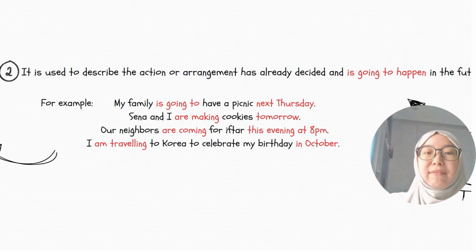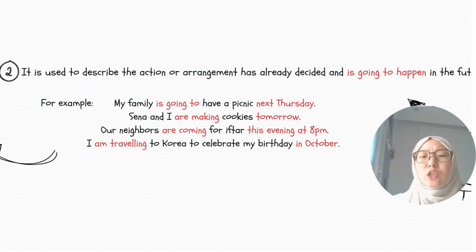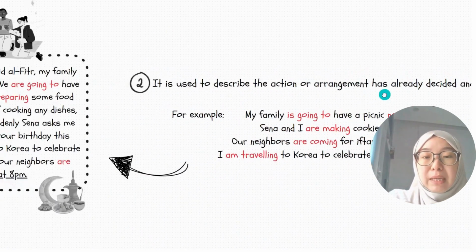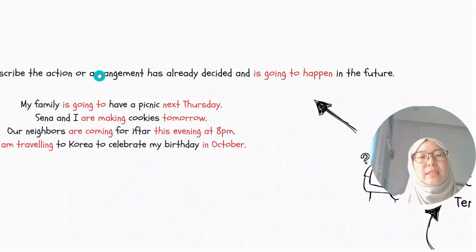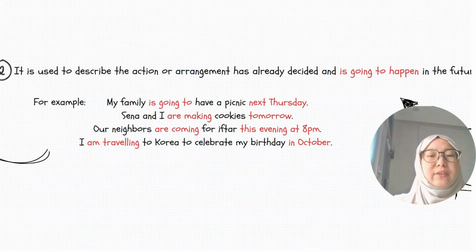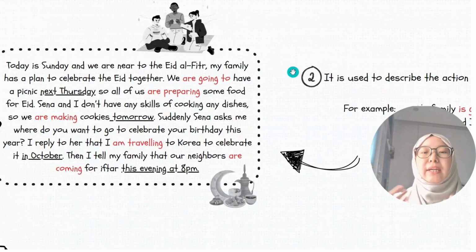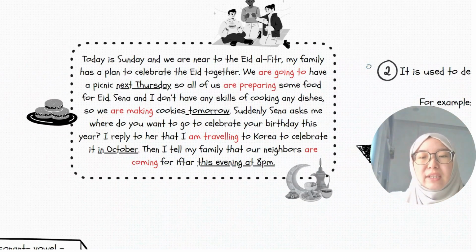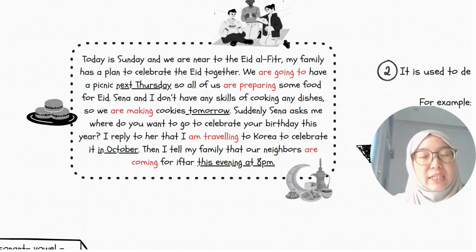We are going to have a picnic next Thursday. So all of us are preparing some food for Eid. Sana and I don't have any skills of cooking any dishes. That's why we're making cookies tomorrow for the coming picnic. Suddenly, Sana asked me, where do you want to go to celebrate your birthday this year? I replied to her that I am traveling to Korea to celebrate it in October.